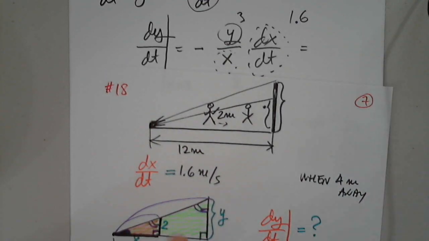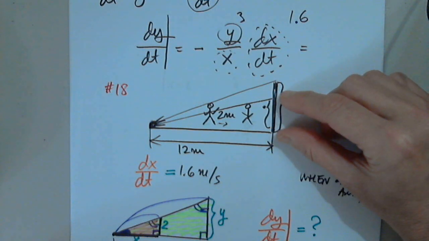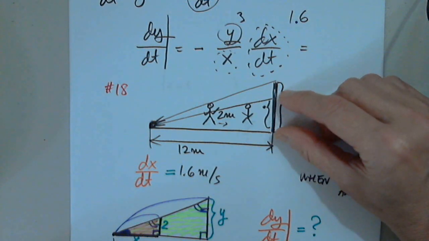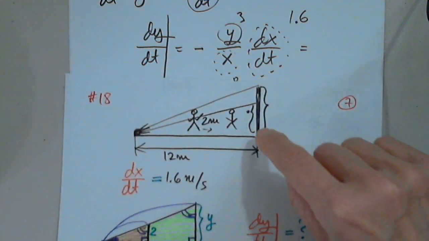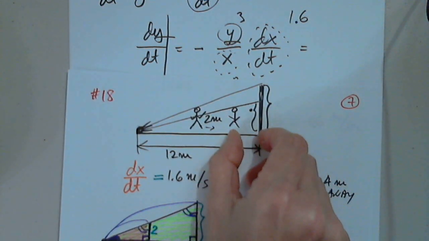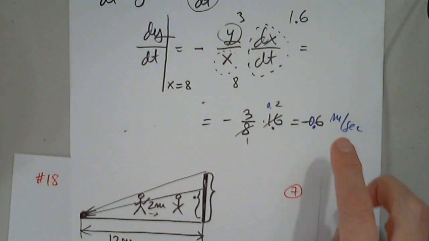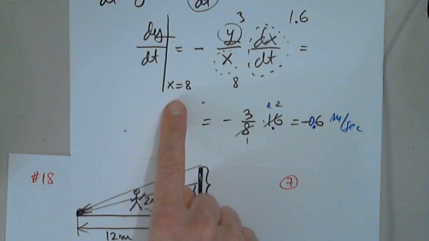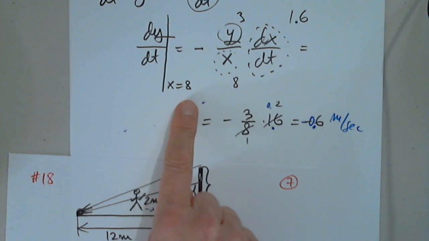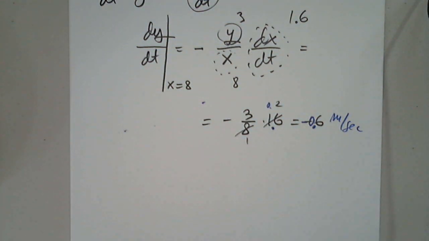So as the person approaches the wall, his shadow on the wall is decreasing with 0.6 meters per second when the person is exactly 4 meters away from the wall. This is just the particular instant. This is not forever. This is exactly when he has covered the distance of 8 meters. This is exactly for a particular instant.